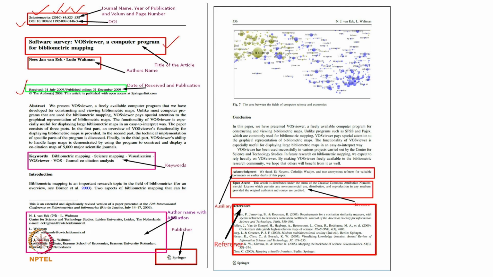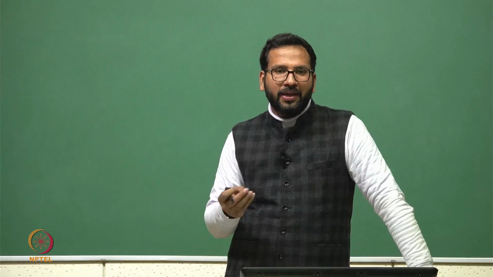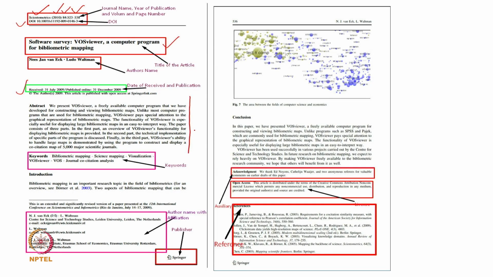Some journals also provide more comprehensive dates, like received on this date, then revised on this date, then accepted on this date, and then published on this date. So many of the journals are providing the dates in the article itself. Now here is the abstract of the study. And here are the keywords: bibliometric mapping, science mapping, visualization, VOSviewer, which show that this article is related to software that can be used for bibliometric analysis and visualization.